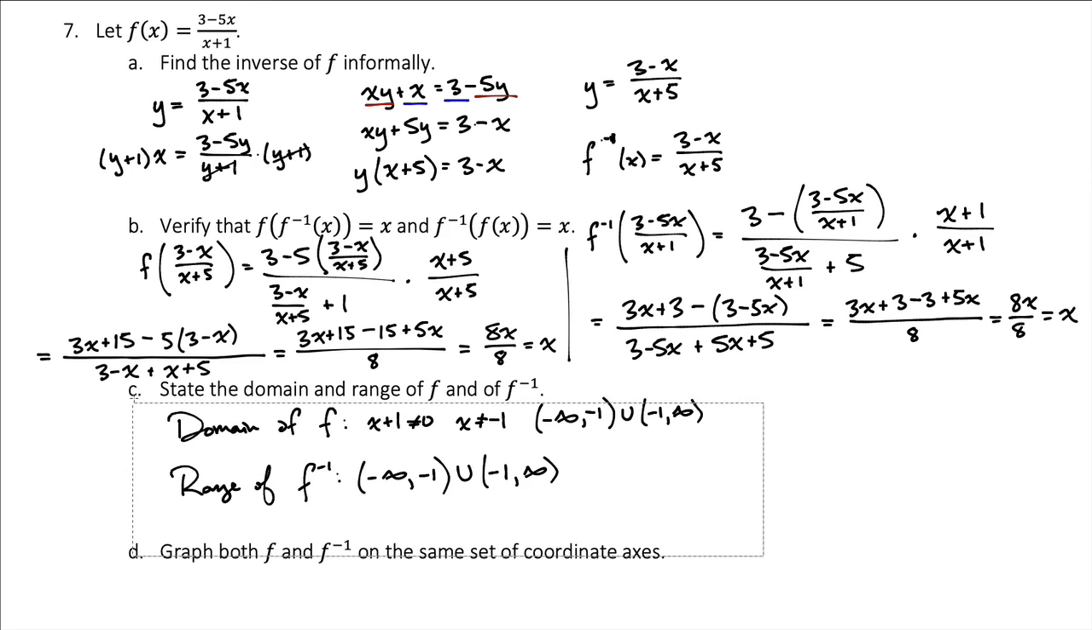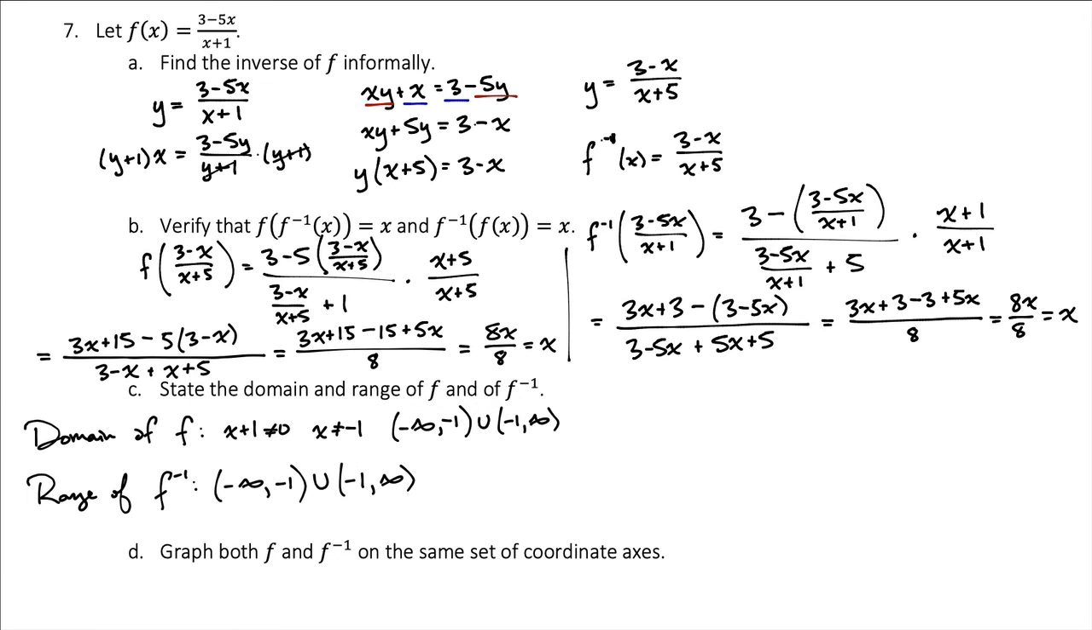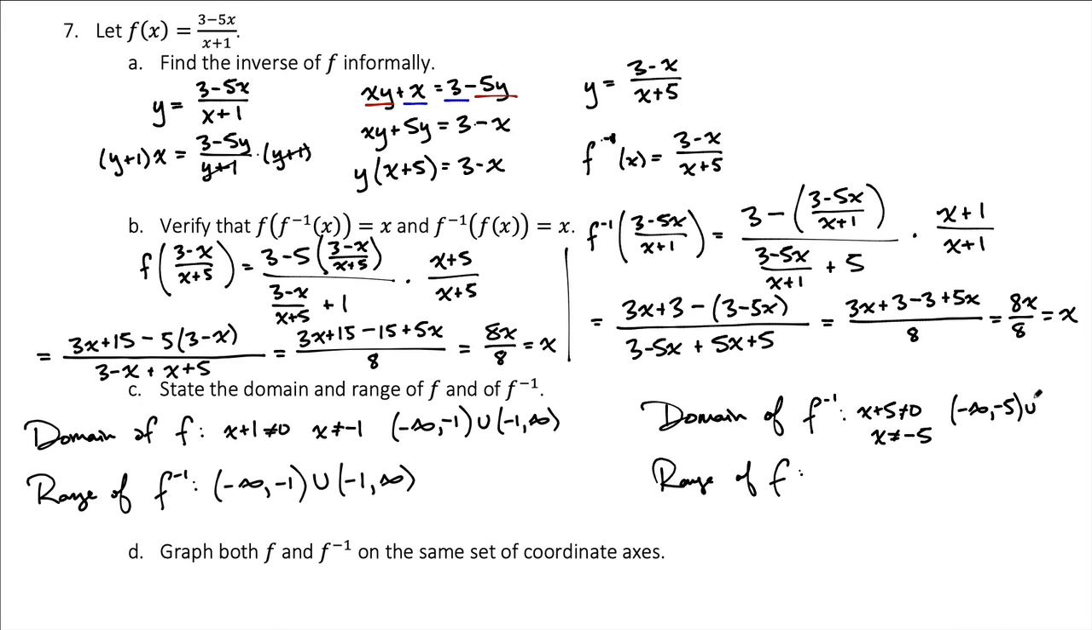And then, let's move this over. We can do the domain of f inverse and the range of f, and it works the same way. They're going to be the same thing. Domain of f inverse, if we look at this right here, well, x plus 5 can't equal 0, so x cannot equal negative 5. Well, that means that it's negative infinity to negative 5 union negative 5 to infinity. And the range of f is then the same thing.